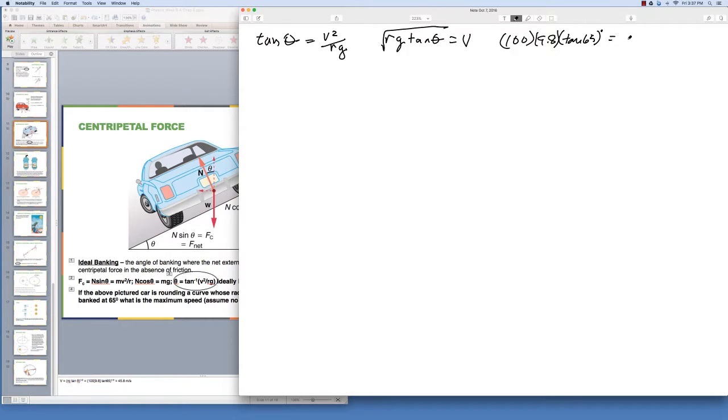If you do the math on this, you get 45.8 meters per second, excuse me, meters per second. Now remember, that's with no friction. It all changes if we include friction. So that is actually fairly fast if you think about it, in a situation where there's absolutely no friction.